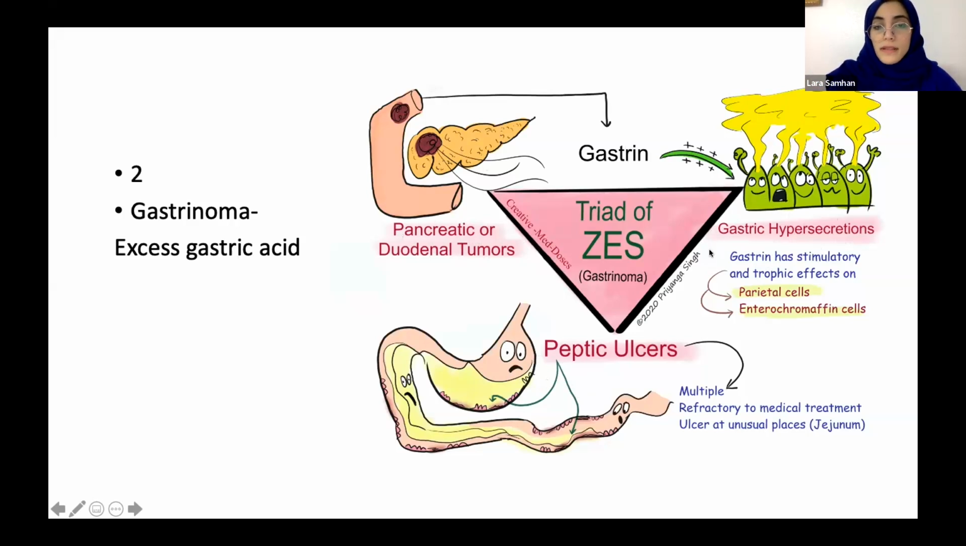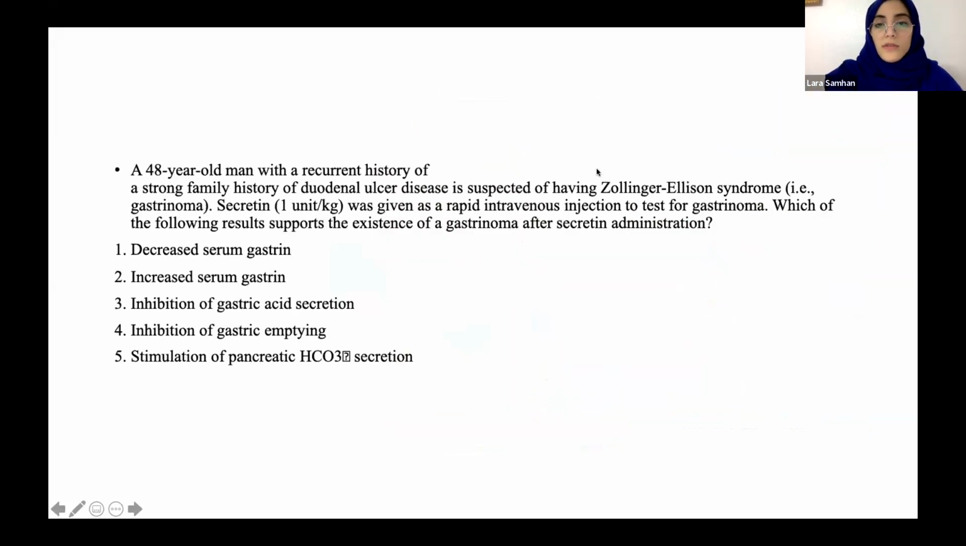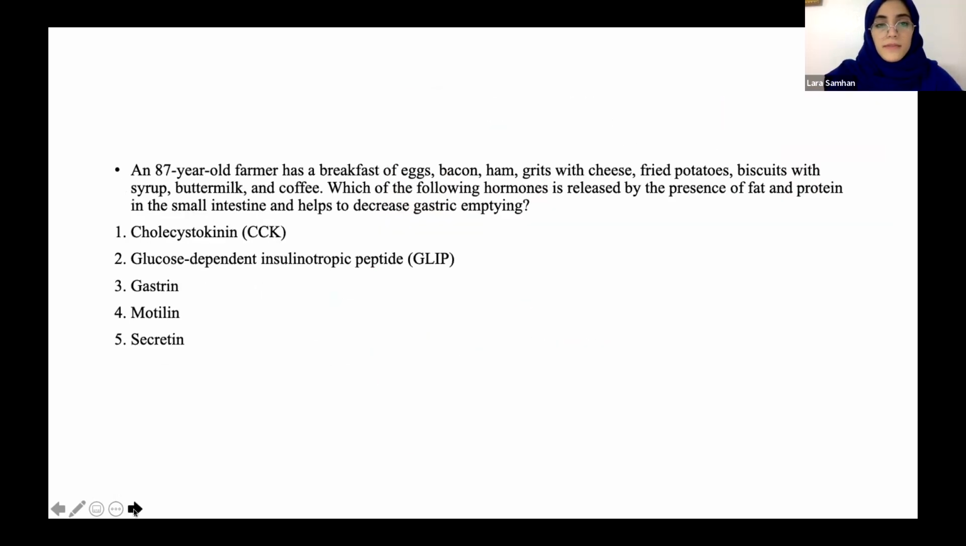All those three things produce HCl or acid, and this very high acid is going to cause the syndrome called Zollinger-Ellison syndrome or gastrinoma. So basically the question asks, if we have this Zollinger-Ellison syndrome and we gave secretin, what can really support that this patient has the gastrinoma? Gastrinoma basically means excess gastric secretion. What can support this is a very high increase in the serum gastrin. Okay, perfect. Moving on to the next question.